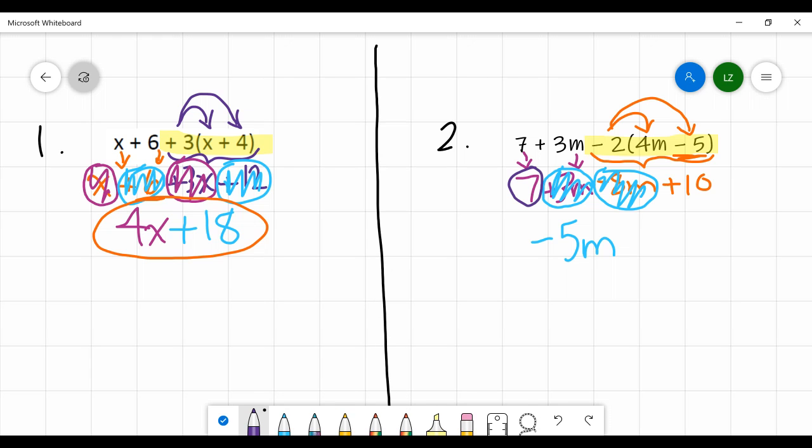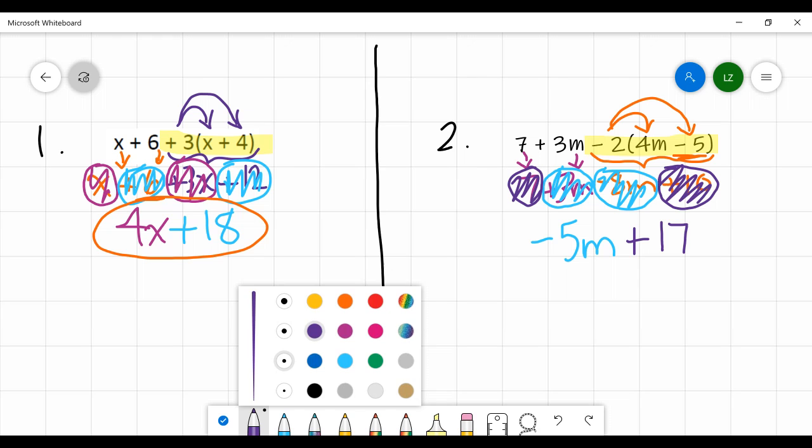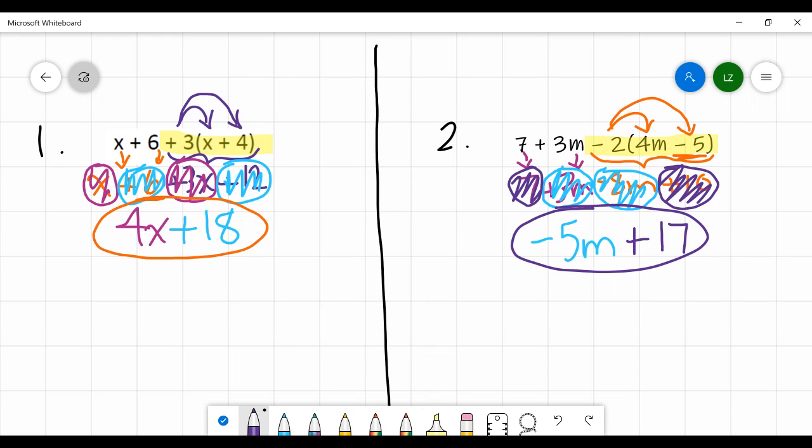I have a 7, understood positive 7, and a positive 10. Or we could say 7 plus 10, which is positive 17. And those are gone now. So I am fully simplified. I have no other like terms to combine, and I have no parentheses left. So I am good to go. And that is how you simplify expressions.